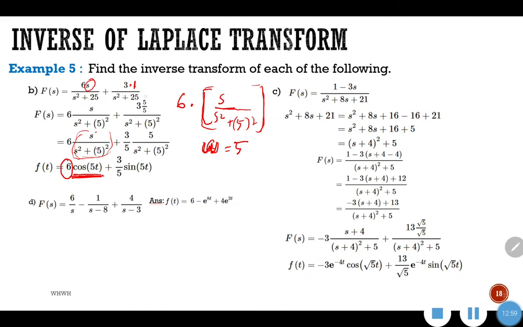Okay, the second term is 3 over s square plus 25. This one has no s on top, so that means it has omega on top. By right, its form is omega over s square plus omega square. You have a look, your omega square is 25, so that is 5 square. In that case, it must have 5 on top, then only you can use that pair from the table.